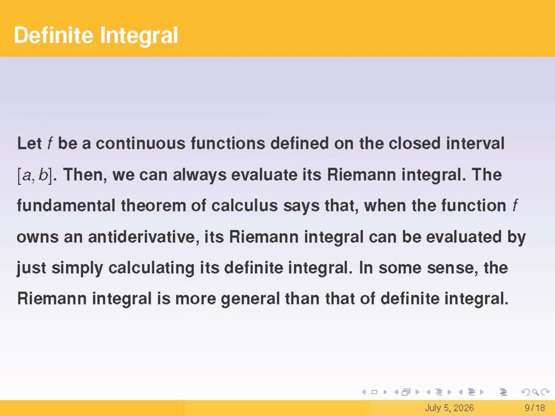This screen shows that if a function f is continuous on a closed interval from a to b, then by the fundamental theorem of calculus, the definite integral and the Riemann integral of this function f are exactly the same. In addition, its value is simply the antiderivative at the upper limit b minus the antiderivative at the lower limit a, which is F of b minus F of a.